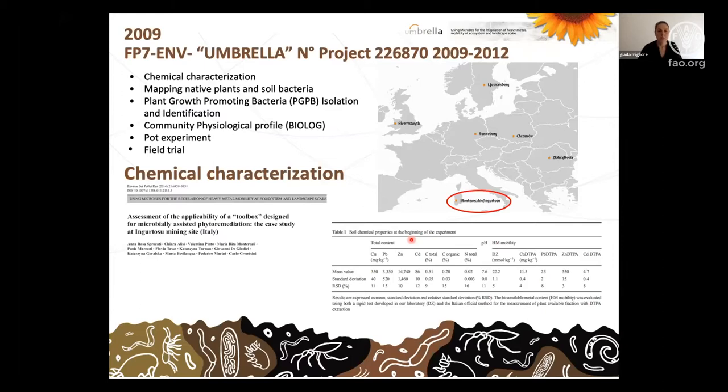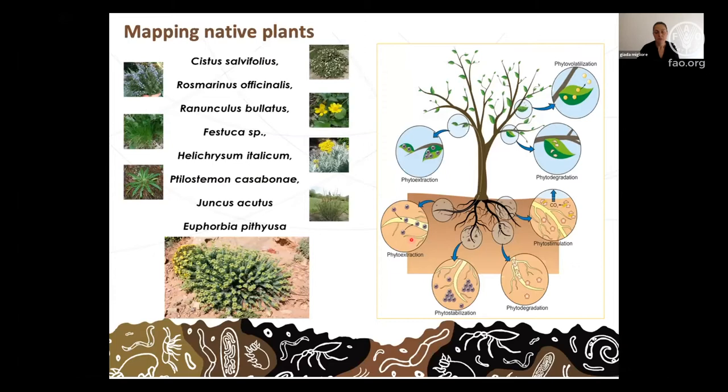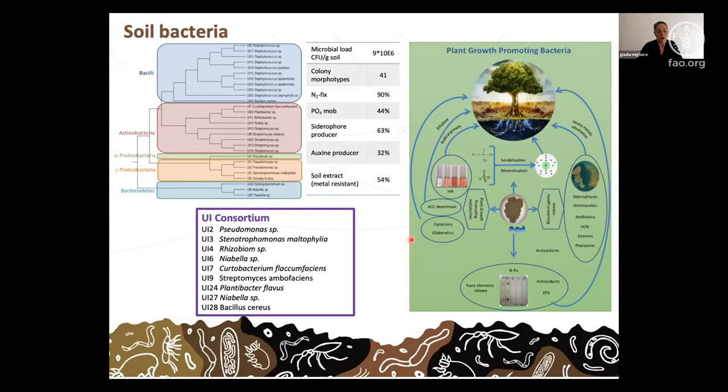Native plants were typical of Mediterranean vegetation, and among these, Euphorbia pithyusa was chosen for further experiments, as it is well adapted to the local conditions and able to accumulate heavy metals in the leaves, so useful as a phytostabilizer. The cultivable fraction of soil bacteria was characterized. Among the 41 morphotypes, strains have been identified and tested for plant growth promoting functions.